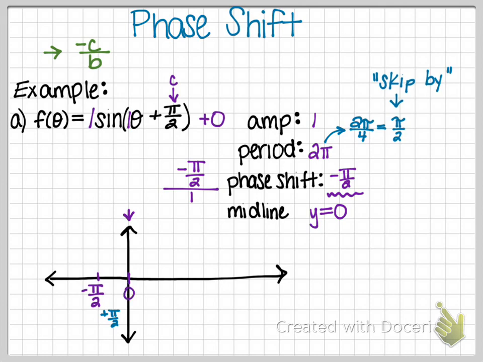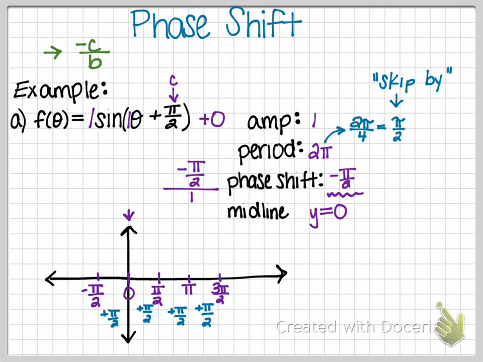And then I will add pi over 2 to that to get my next tick mark, which is going to be at pi over 2. And then I add pi over 2 again. So now I have 2 pi over 2, which is pi. And then I'm going to add pi over 2 again. And so 2 pi over 2 plus another pi over 2 is 3 pi over 2. So I have my 5 little spots.